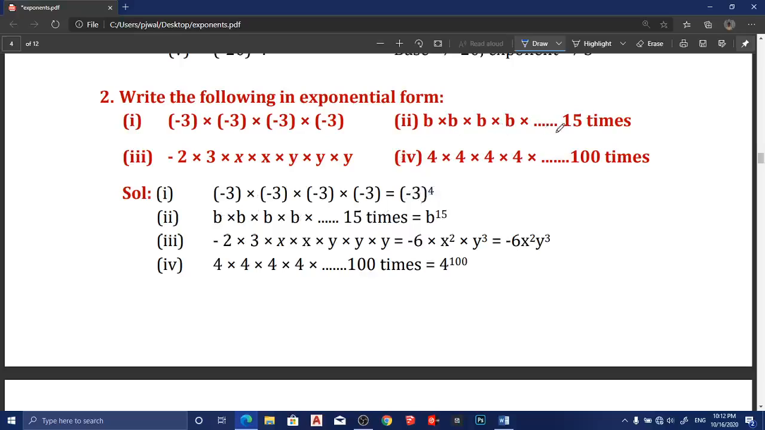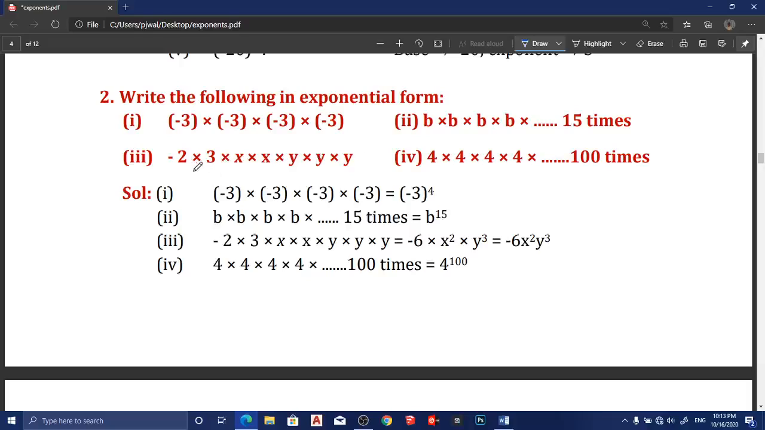Here, b, how many times is it given? 15 times. It is simply given how many times it is multiplying, not written in the form of b into b like that. So 15 times means you have to write that 15 as the power of b. So b raised to the power of 15.